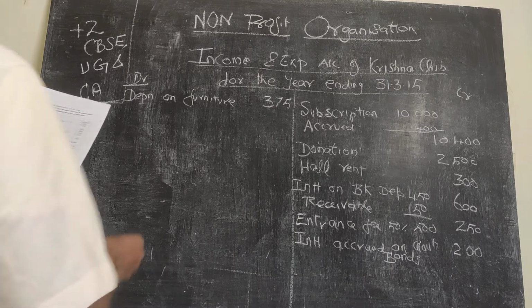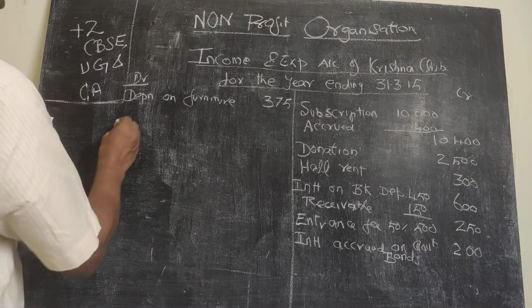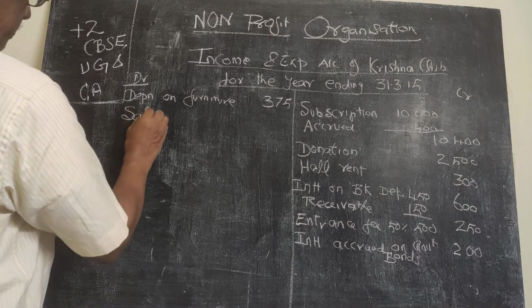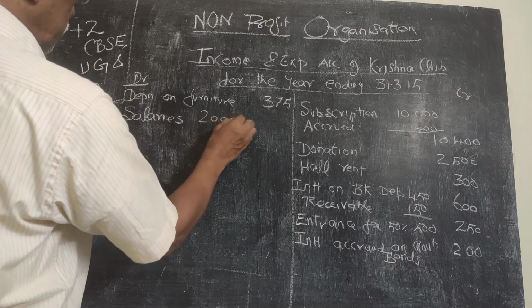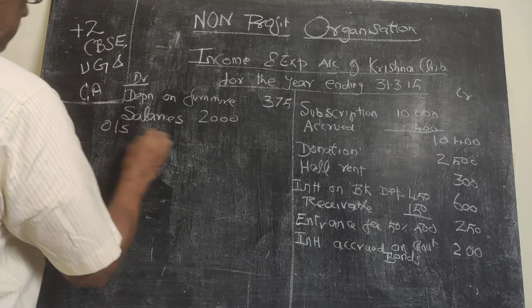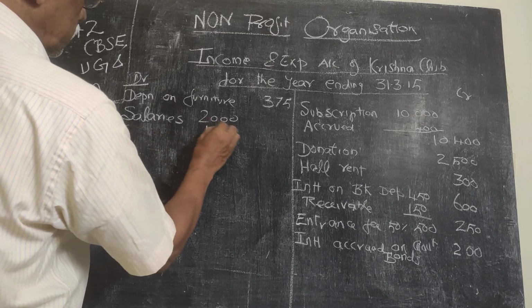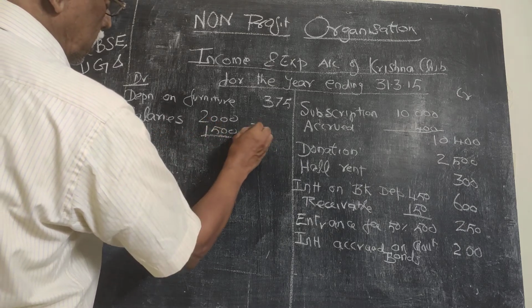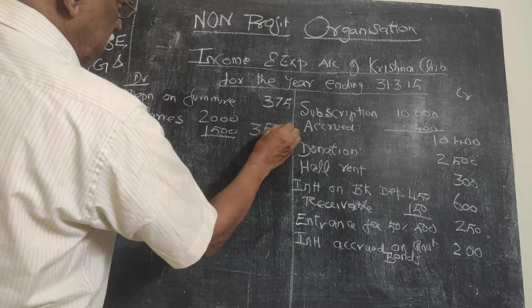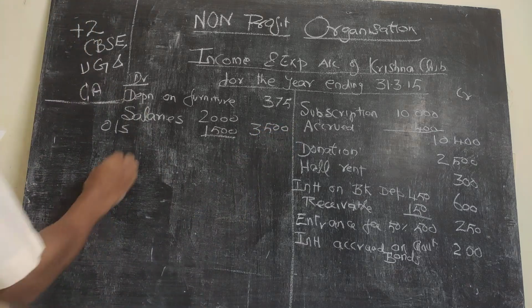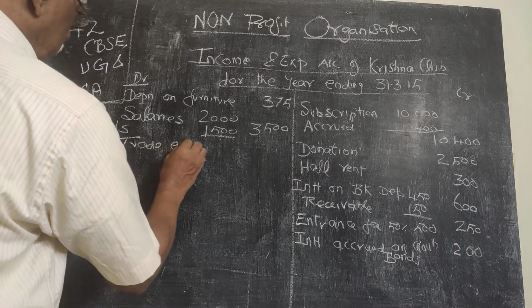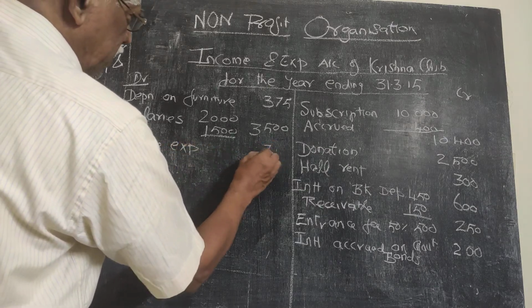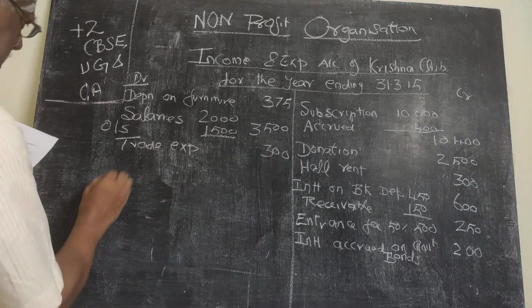Now let me go to the entries on the payment side. Salaries. Salaries paid is 2,000. Outstanding is given as 1,500. So the total salary to be paid during this year is 3,500. Trade expenses 300. Electricity expenses.